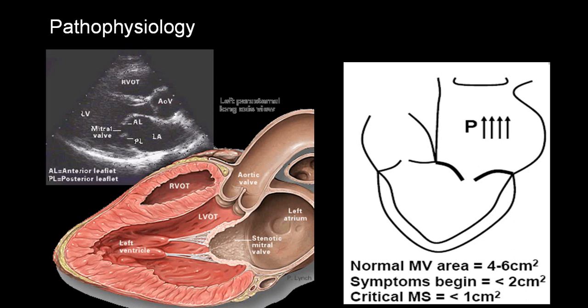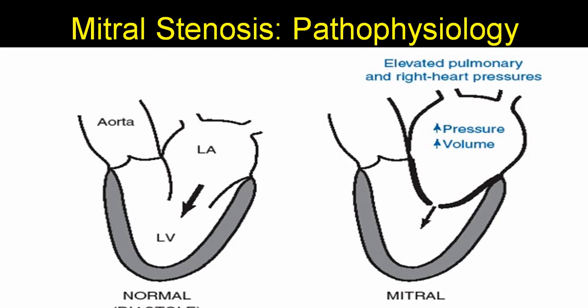Now depending upon the severity, that is the diameter: if the diameter is between 1.5 to 2, we call it mild. If it is between 1 to 1.5, it is called moderate. And less than 1, we call it severe, or critical. If it is critical, it will produce more severe symptoms and rapid changes in pressure gradients, etc. So I'll explain in a very simple way.